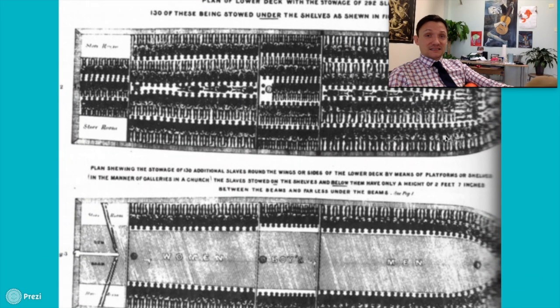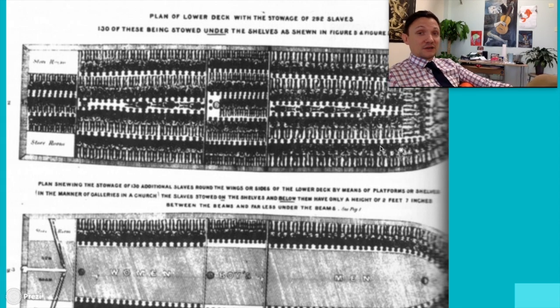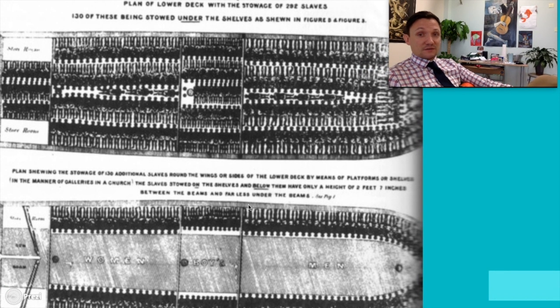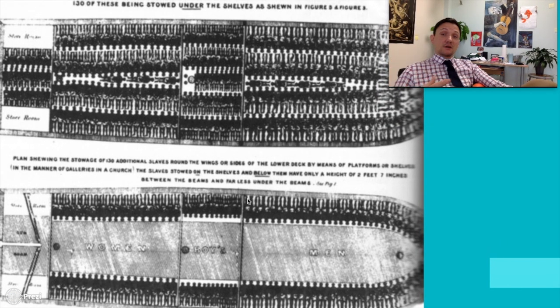And this right here is the schematic of a storage for a slave vessel of about 292 slaves, 130 of them being stowed under the shelves as shown in figures 3 and 4. So this right here is a slave vessel. Usually the people were chained together, forced to lay down, right, and not actually allowed to move.